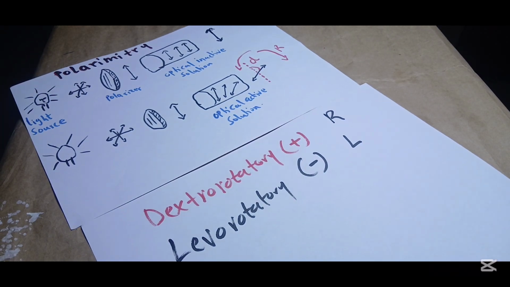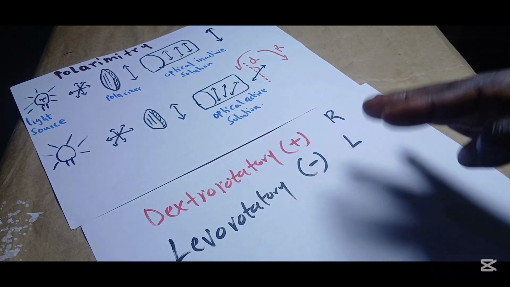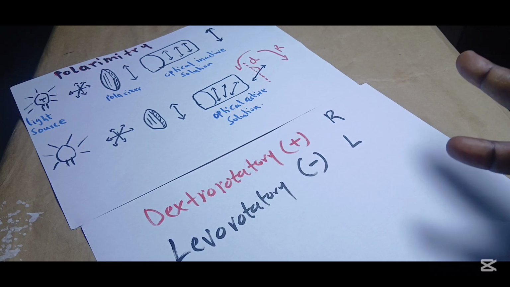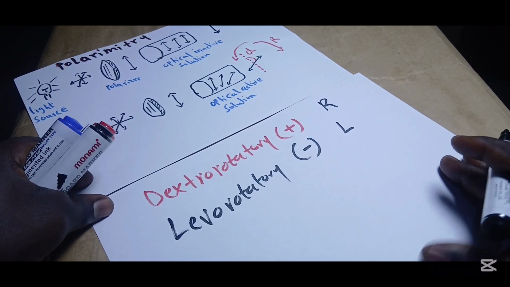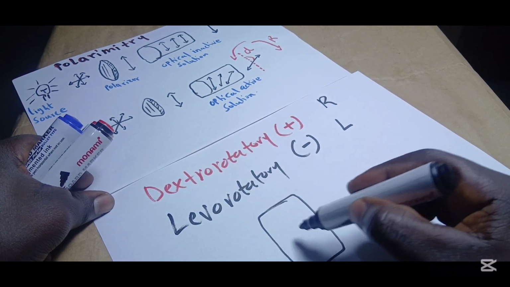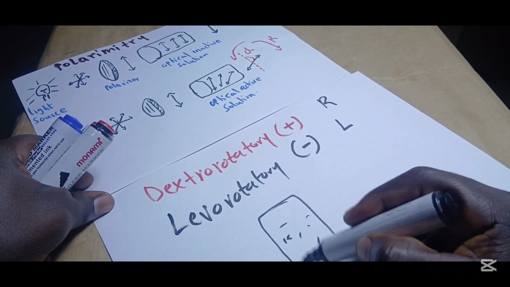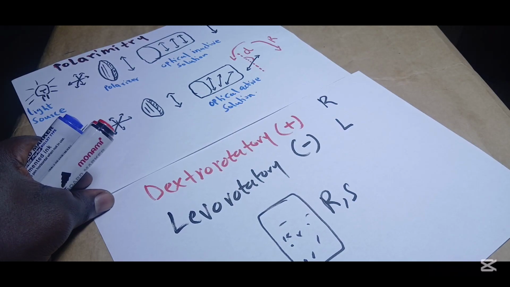If you pass a beam of polarized light into a chiral solution, the beam of light is going to form an angle either to the right or to the left, depending on the nature of the solution. Previously, we made mention of enantiomers because this solution is going to contain its enantiomers. Let's say, assuming the R and the S enantiomer.